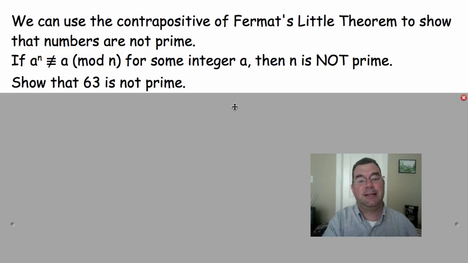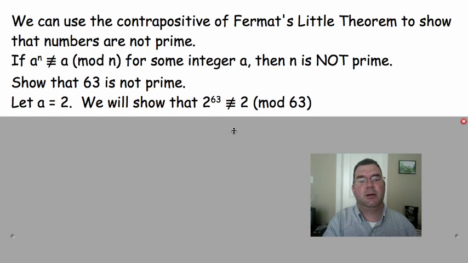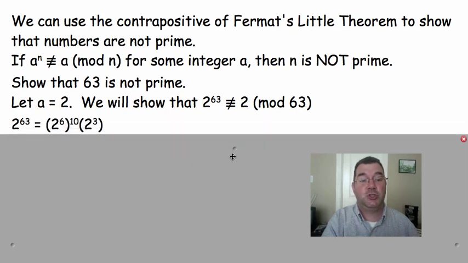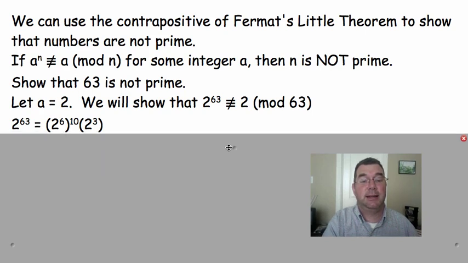So we're going to show that 63 is not prime. I already know it's not prime, but I'm just going to use this theorem to show that it's not. So I'm going to let a be some number that is not a multiple of 63. Any number will do, so I might as well just use 2. If I used 1, then I would actually disprove what I wanted to prove, so I'm going to use 2. 2 to the 63, I'm going to show that that is not congruent to 2. Okay, so 2 to the 63 is the same thing as 2 to the 6 to the 10 times 2 to the 3rd.